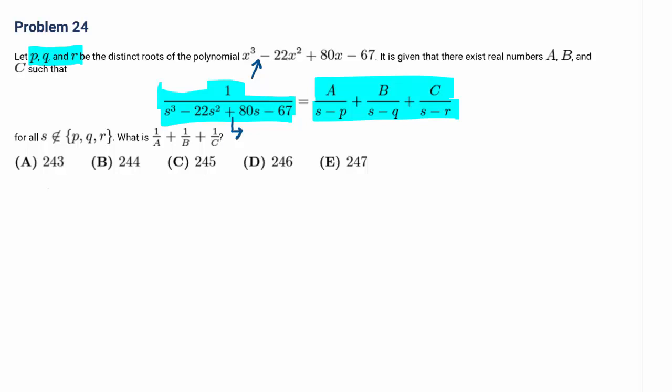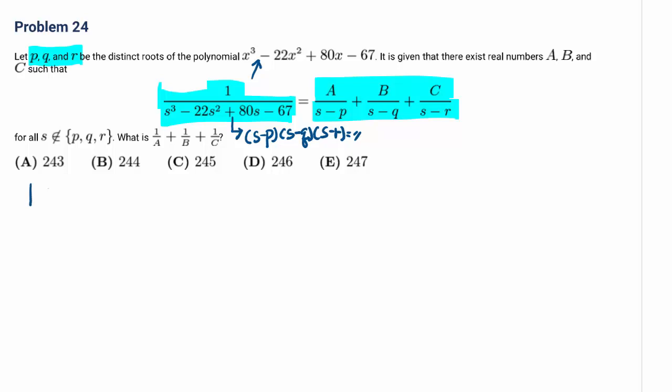P, Q, R are the roots, so the denominator can be switched to s minus p, s minus q, s minus r. It's the same thing. Now take a look at the right-hand side: the common denominator is also the same thing. Now compare the numerators.